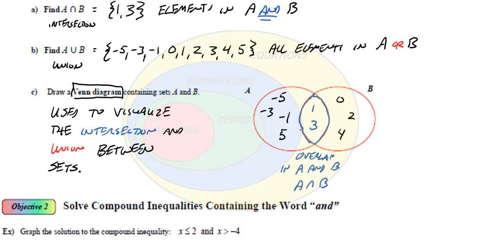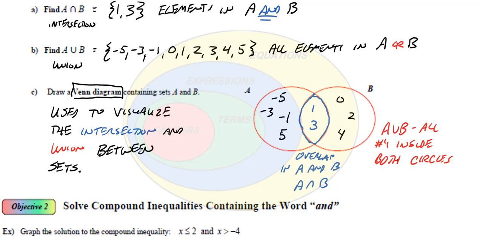So again, the overlap is used to show the intersection of the sets. The whole set, everything in the two circles, would represent the union. So you notice A union B would be all numbers inside both circles, right? So this is a way we could write the intersection and union as a way to visualize it. Venn diagrams use overlap to show that intersection, and they use circles to include the numbers in the sets.